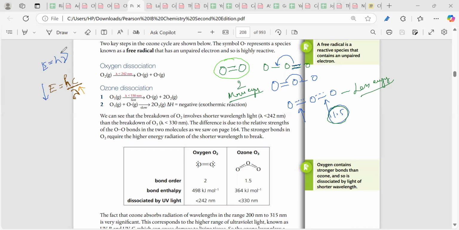E is equal to h nu, where h is the Planck's constant and nu is the frequency. And E is equal to hc by lambda. So what was h? h was Planck's constant, 6.626 times 10 to the power minus 34 joule second. Very important equation. You'll be needing this in the emission spectrum also.